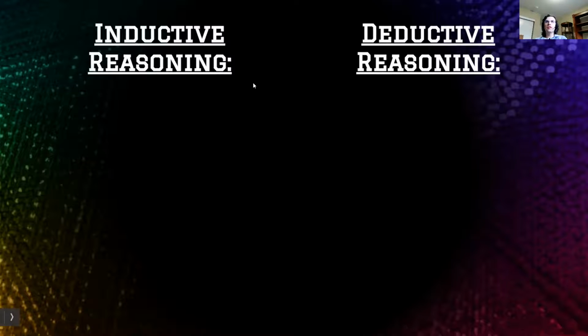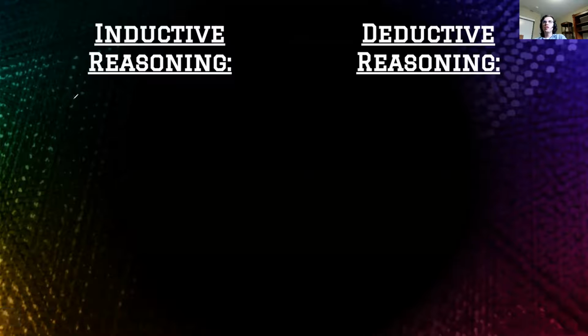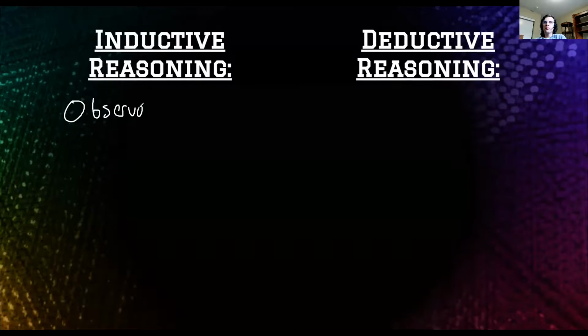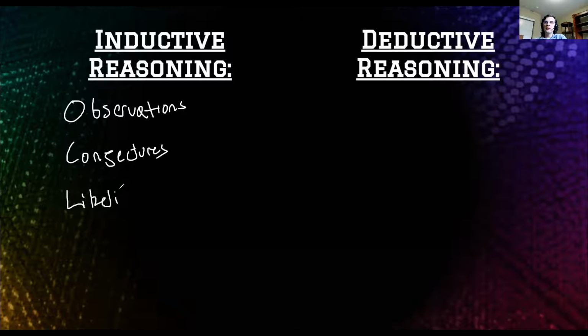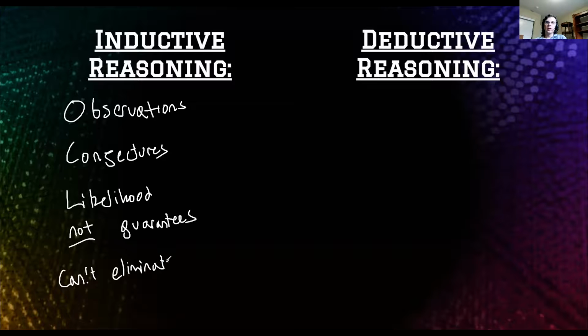So let's try to really lay that out. Let's write down some notes on exactly what the difference is. Inductive reasoning uses observations, leads to conjectures. It's based on likelihood, not guarantees. And it can only help us understand possibilities, so it only makes us think that certain things are more likely to be true. So I'm going to say it can't eliminate possibilities. So that's just a list.